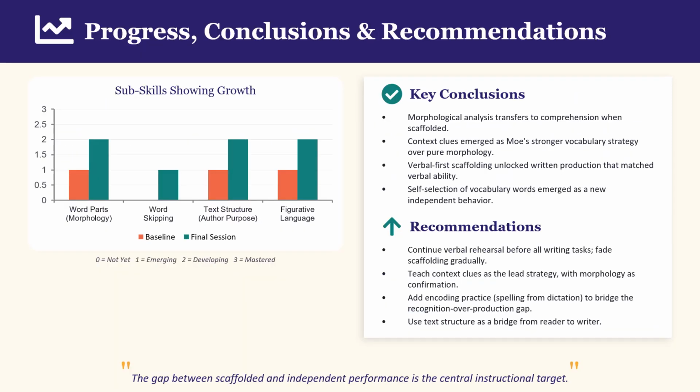The chart on the left shows the 4 sub-skills that moved from baseline to the final session. Word part analysis moved from emerging to developing. Word skipping avoidance moved from not yet observed to emerging. Text structure awareness and figurative language interpretation both moved from emerging to developing. None of these reached mastery, and I want to be honest about that.